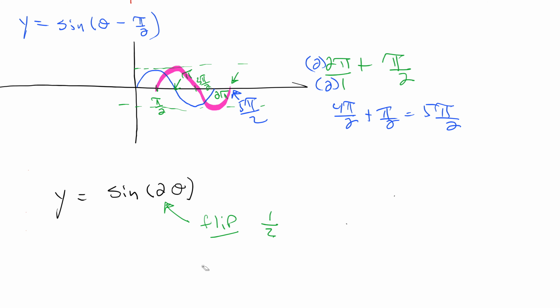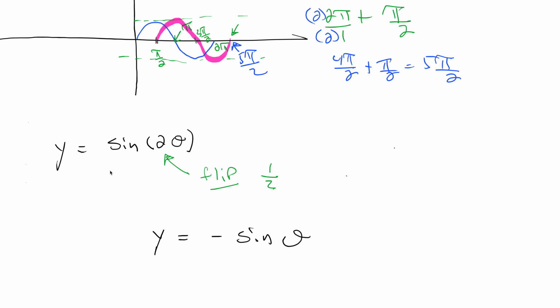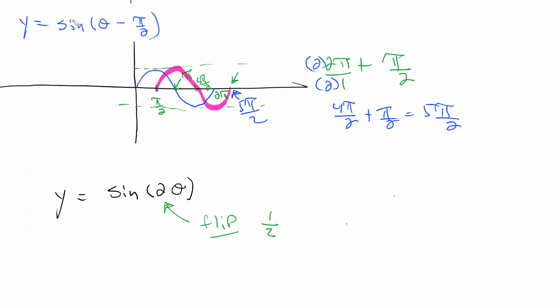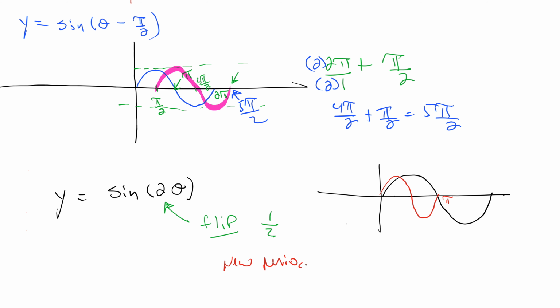And there's one more thing. If you have something like y equals negative sine theta, so you have something like that. So if it's flipped, it gets flipped by 1/2. The original one goes like this, and then the new one goes like this. This is pi. So the new period equals 2 pi times 1/2, which is pi.